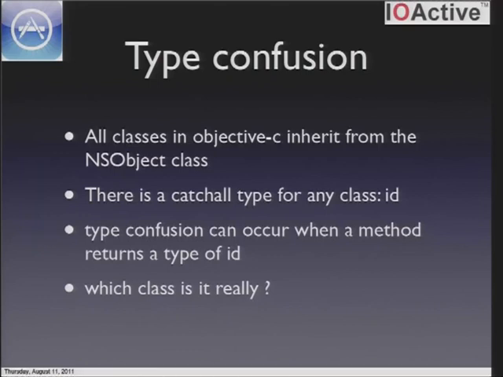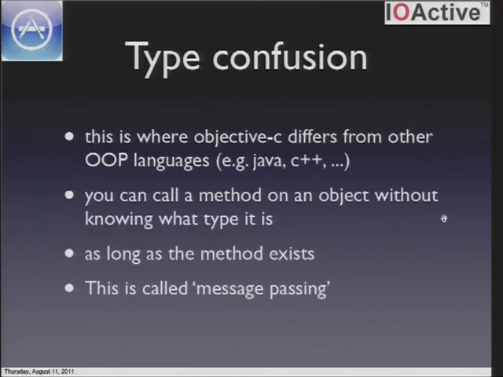And so if you just take IDs as return values for functions, you kind of have to wonder what class it is. If you don't, you get hosed. And the reason why is because Objective-C is slightly different from other object-oriented programming languages such as C++ and the like. Because what they do is the class names and method names get resolved at runtime.